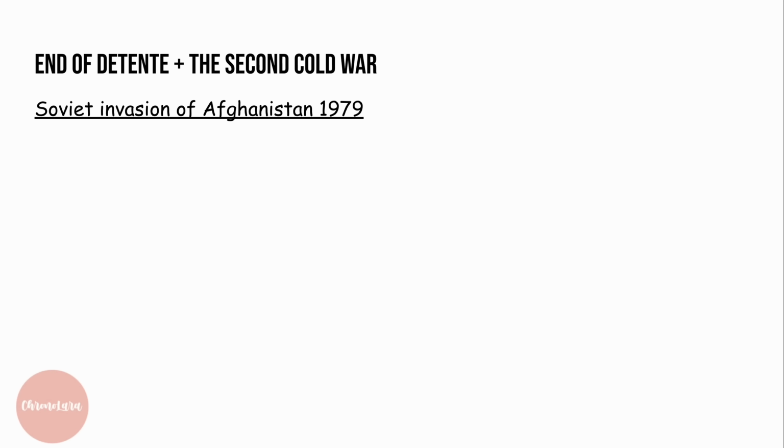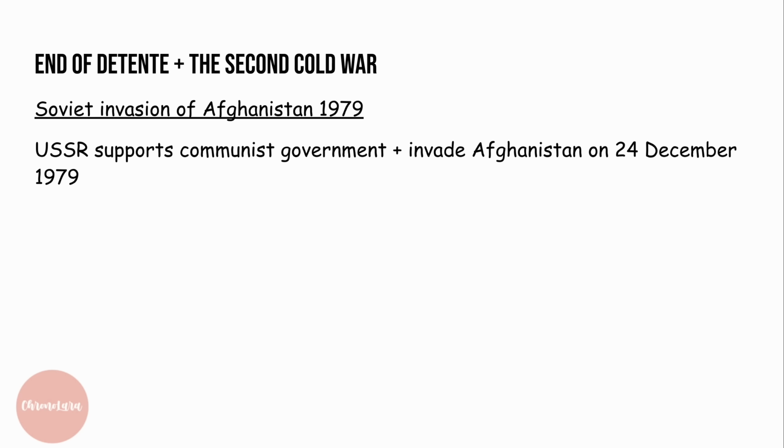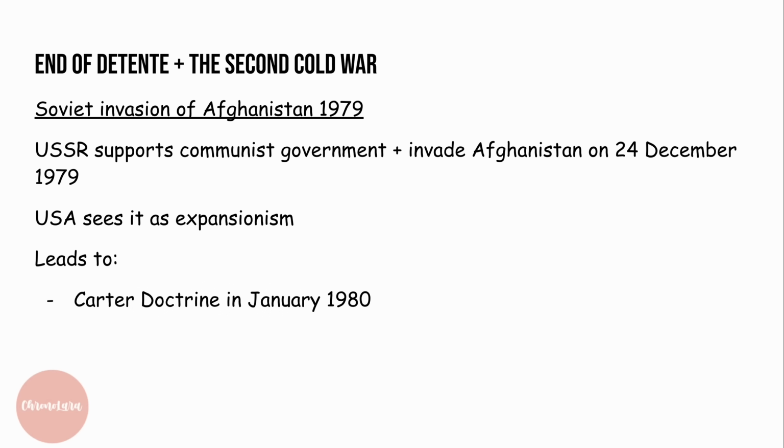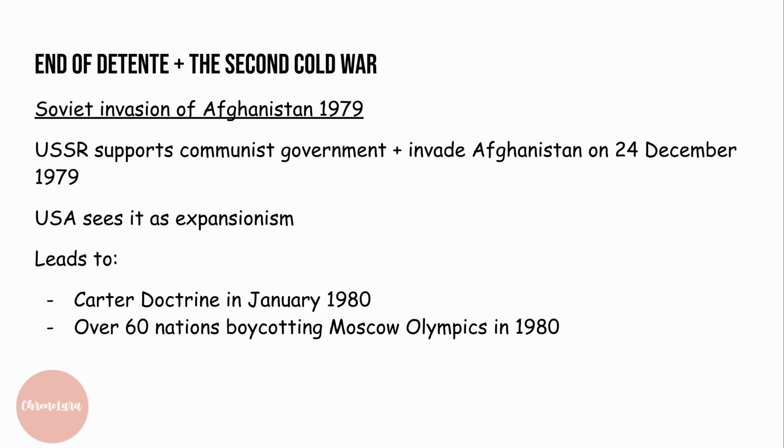Now, the Soviet Union invaded Afghanistan in 1979. USSR supports the communist government in Afghanistan, and they invade Afghanistan on the 24th of December 1979. The USA see it as expansionism, and this leads to the Carter Doctrine in January 1980, and also the US boycott the Moscow Olympics, and they get 60 other nations to join them in 1980.